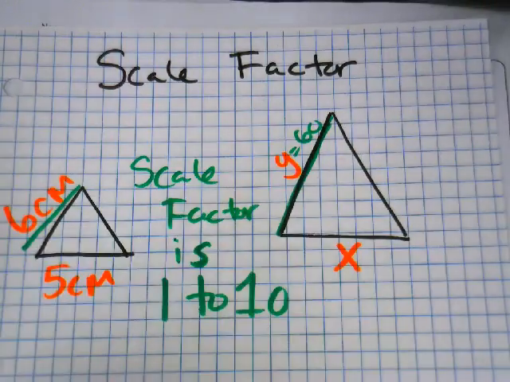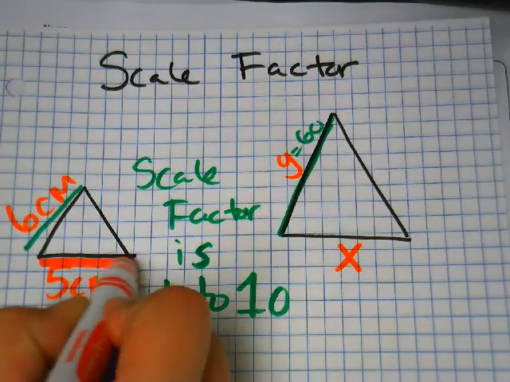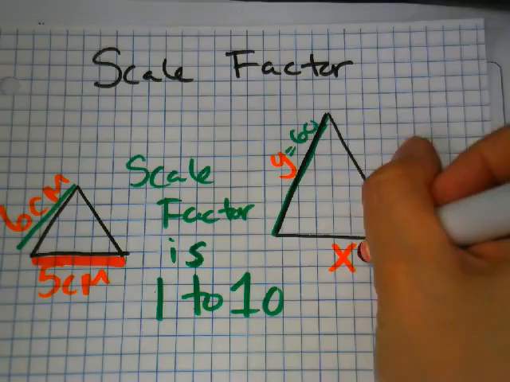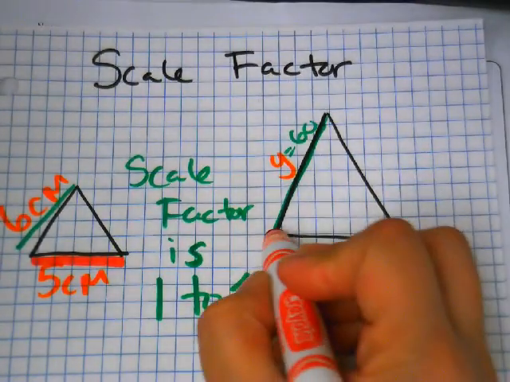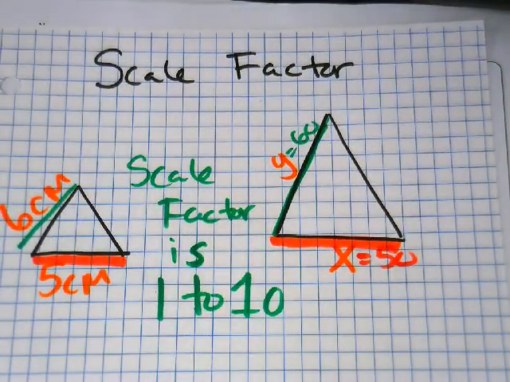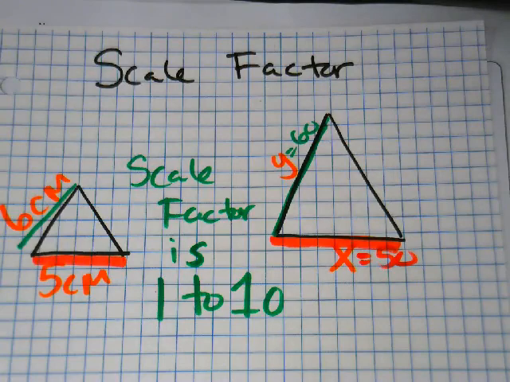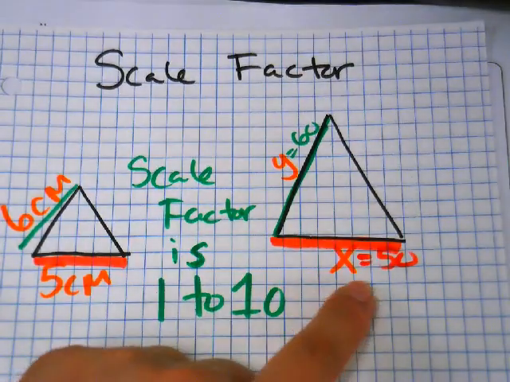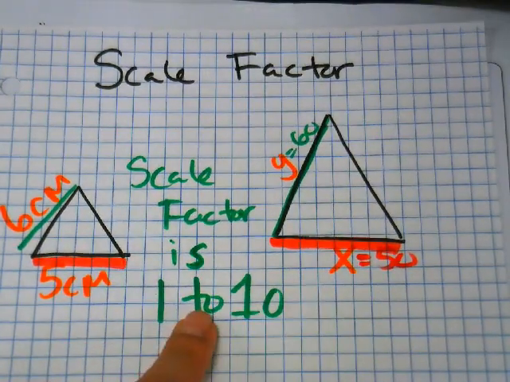Now, if this is 5 centimeters, the red line, and I want to make it 10 times bigger, what would it be? 50. So this side would be 50 because it would be 10 times bigger. All right, so write those two numbers down. Y would be 60 and X would be 50, Brandon, because it's 10 times bigger.